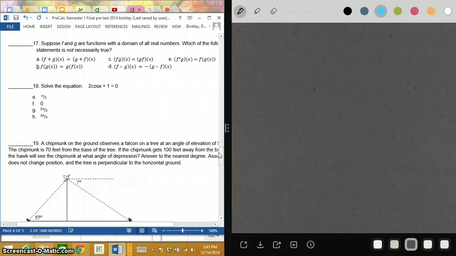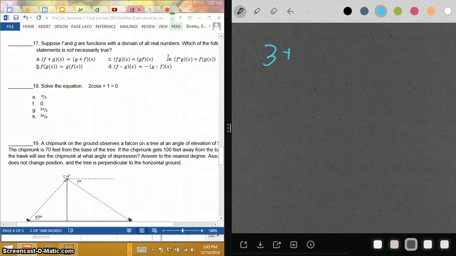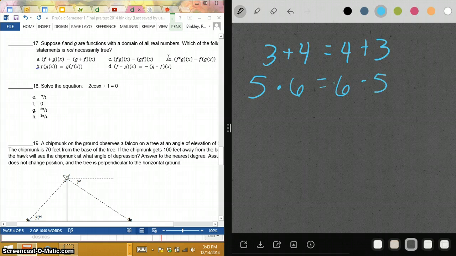Cool. Okay, so which of the following statements is not necessarily true? Like I said, it's the same with operations using functions as it is with regular operations. If you think of 3 plus 4, it is the same as 4 plus 3, right? You can think of 5 times 6 as the same as 6 times 5.